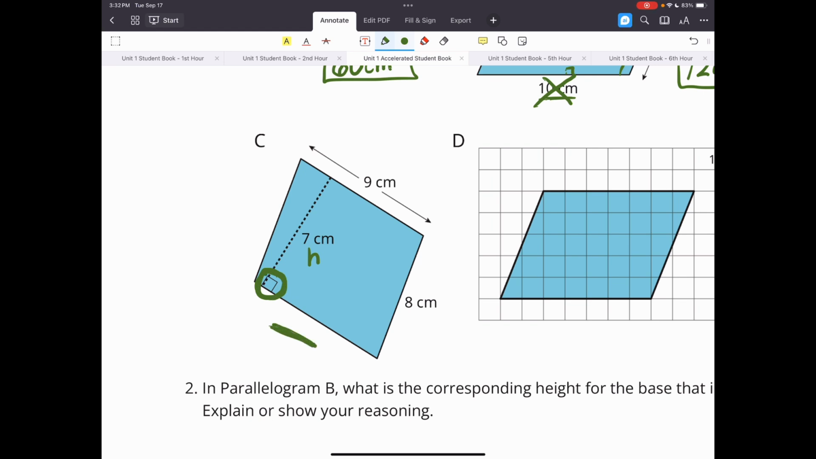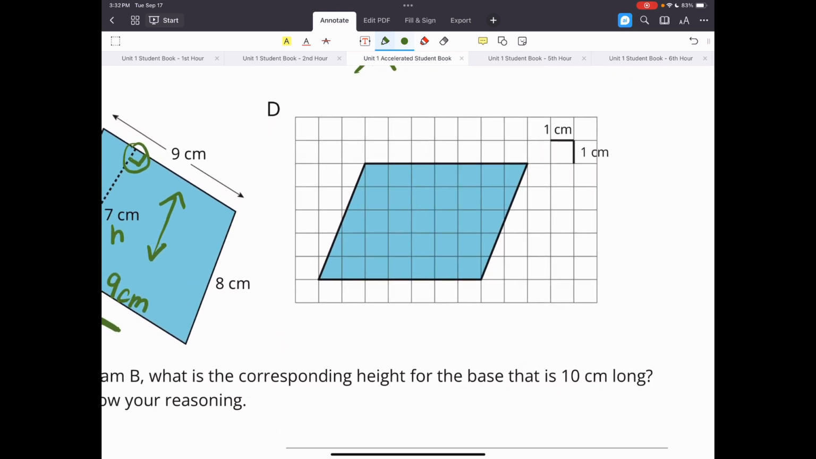But remember, opposite sides of a parallelogram are the same. So this is 9 centimeters. We could have also drawn the 90-degree angle here so that we see the 7 and the 9 connected. But regardless, we're going to do area equals base times height, base being 9, height being 7. And we're going to multiply that out to get 63 centimeters squared.